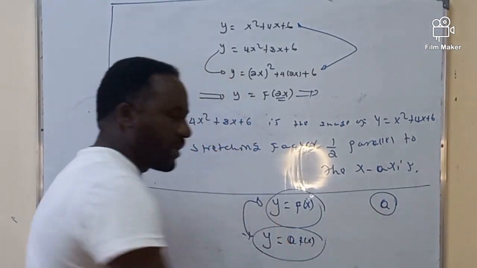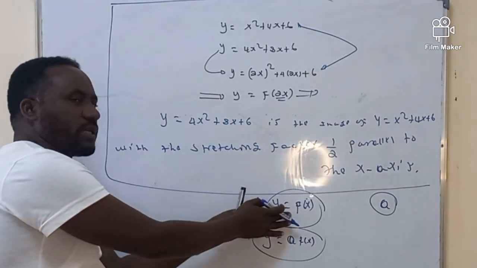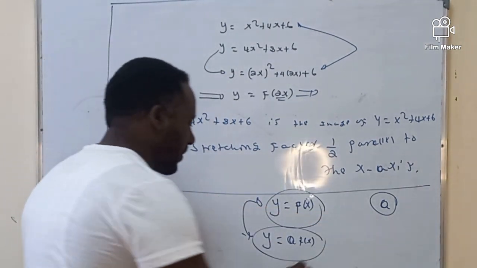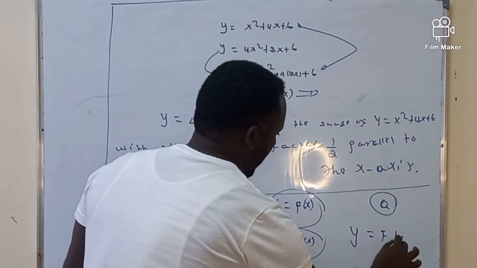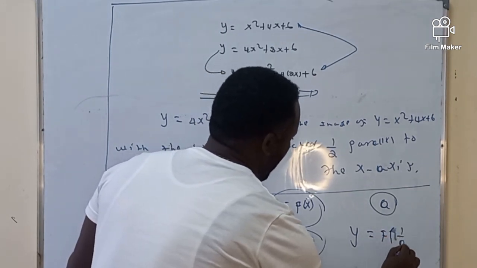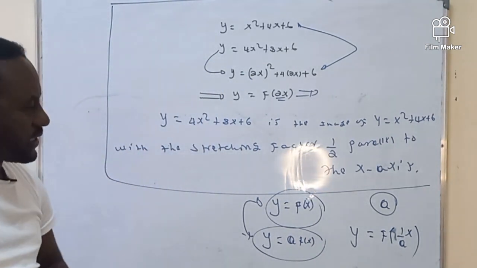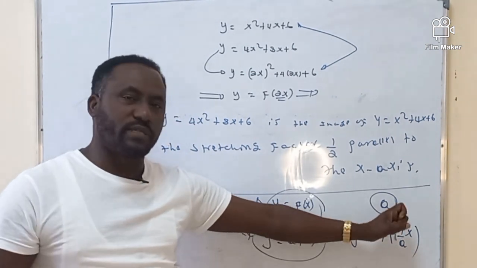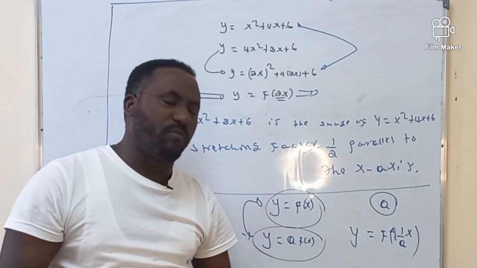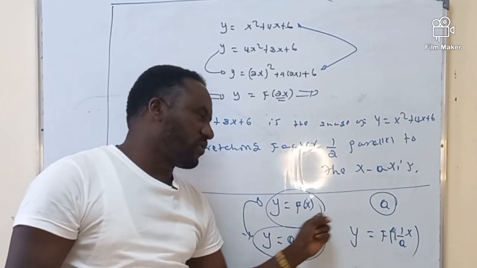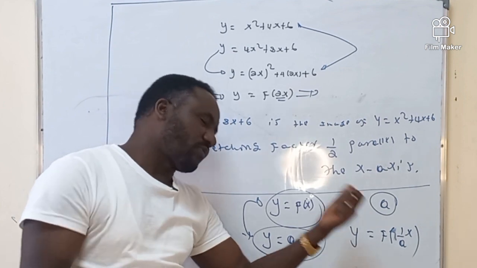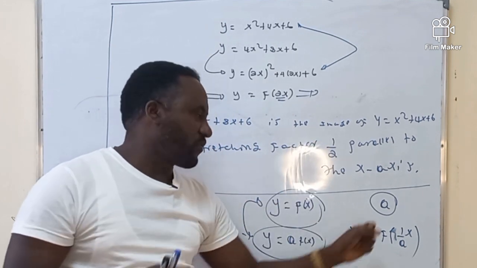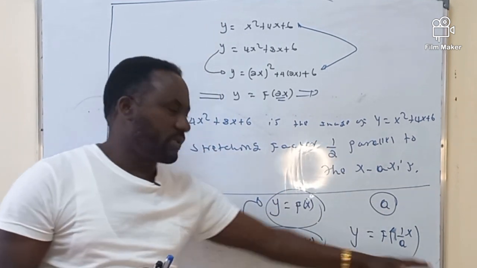Similarly, if this is a stretching factor and this is our function, if we are stretching parallel to the x-axis, then the image is going to be y equals f of 1 over a of x. So always, in the case of stretching parallel to the x-axis, we have to take the reciprocal of the stretching factor to find the image. This is the transformed curve with a stretching factor of a, parallel to the x-axis or the y-axis.